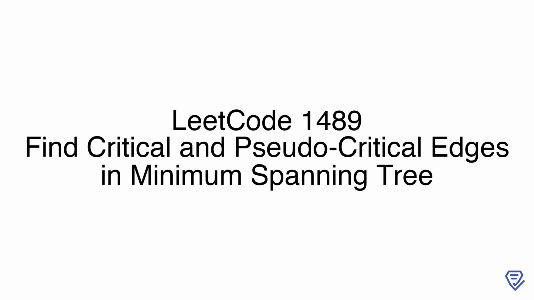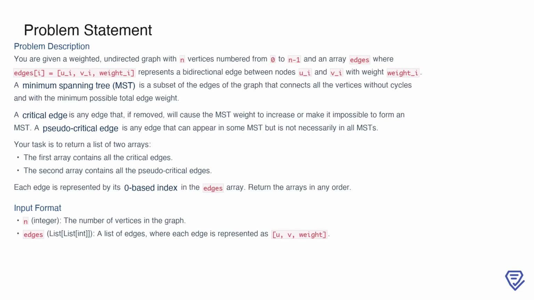Let's dive in. In this problem, we are working with a weighted, undirected graph that has n vertices, numbered from 0 to n-1. The graph is described by an array called edges, where each edge is represented as a triplet, u_i, v_i, weight_i. This indicates a bidirectional edge between nodes u_i and v_i with a weight of weight_i.